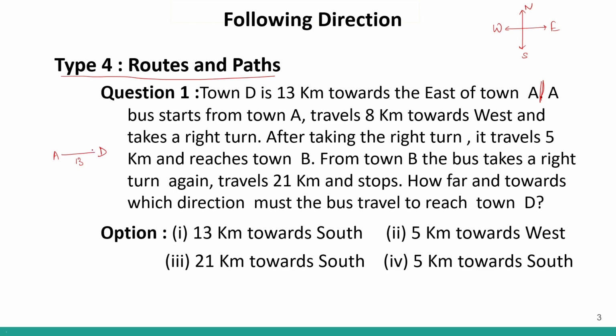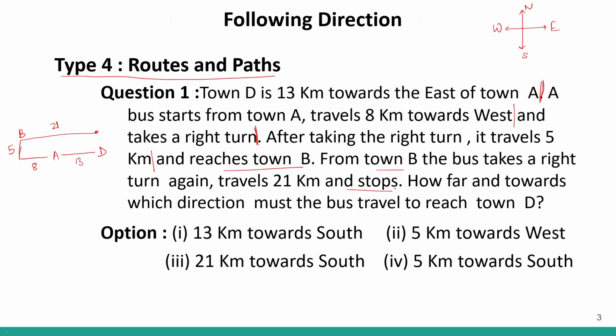Now, a bus starts from town A and travels 8 km towards west. So the bus starts from A, travels for 8 kilometers, and then takes a right turn. After taking the right turn, it travels 5 km and reaches town B. So this much information is given, right? From B, the bus takes a right turn again and travels 21 km. If the bus travels 21 km, it will be in the same line as D because 8 plus 13 will give me 21, right? And then the bus stops.